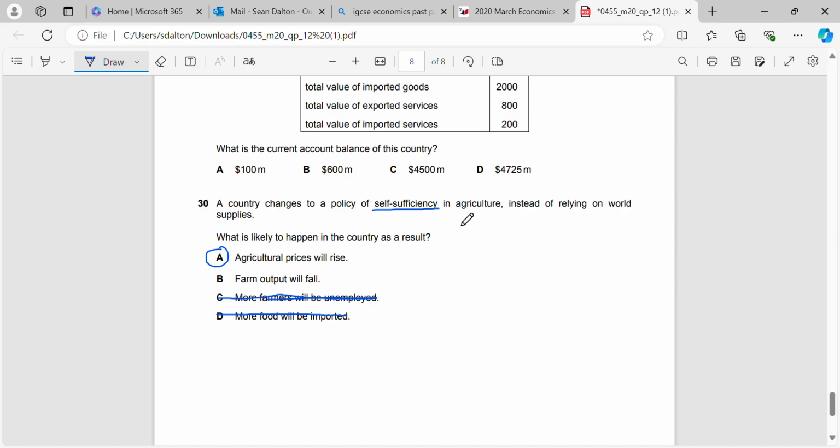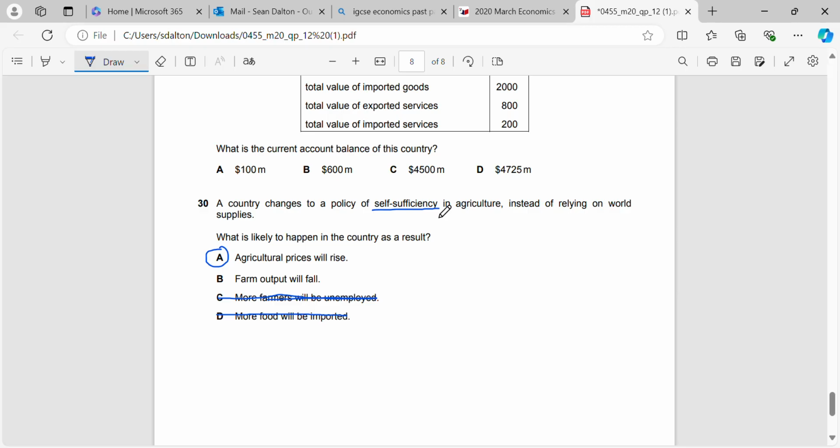So if you think about it, if people are having self-sufficiency, they're only making for themselves, and they're not selling it either domestically or exporting it. So what's likely to happen is that the supply that's being sold to the domestic market may reduce. And if you think about your supply curve shifting to the left, what will that do? It will reduce the quantity, and it will also increase the price.